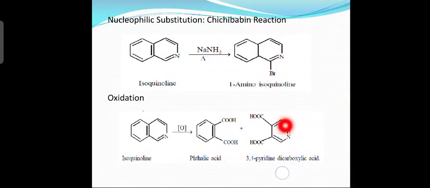This ring is a pyridine ring because a nitrogen atom is there in the ring. The third and fourth positions have dicarboxyl groups, COOH groups. Therefore, 3,4-pyridine dicarboxylic acid. So this is the oxidation of isoquinoline.